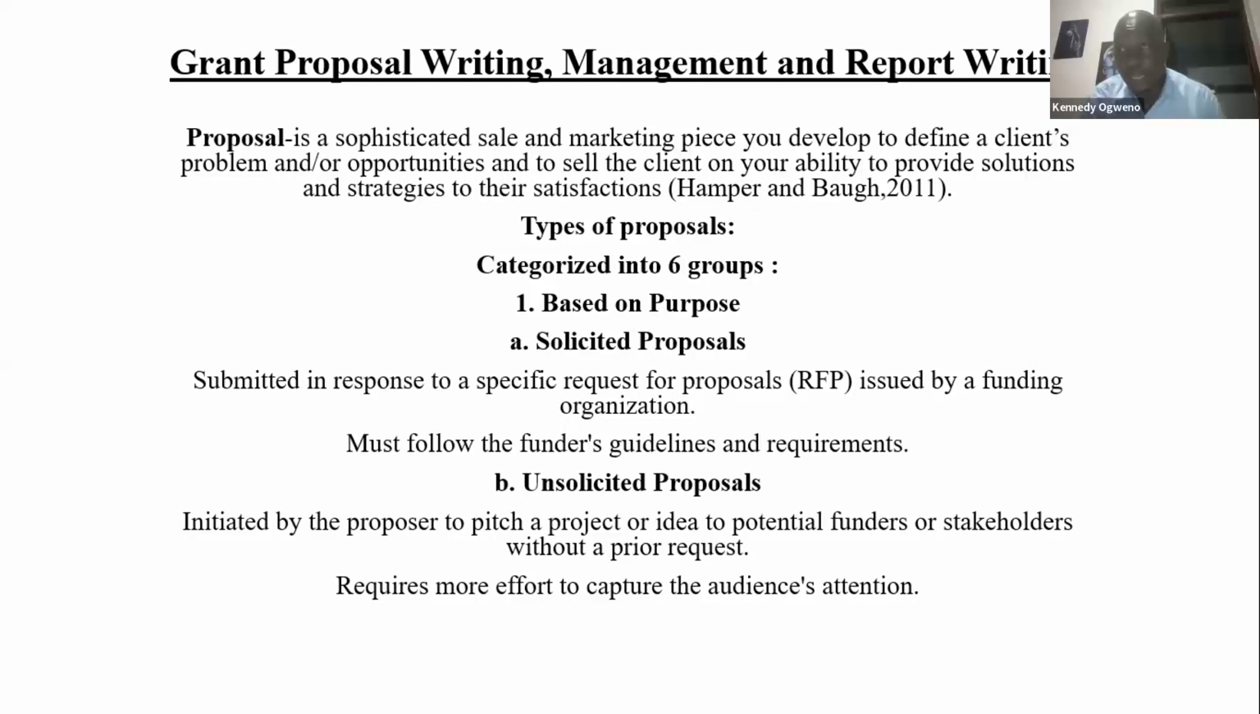That is to say, for the solicited proposal, this is where the funder has a problem. He has requested proposals, okay? Now you have to pitch your proposal so that you can state the problem that the funder has and the solution. What are some of the solutions that you're going to put into place?